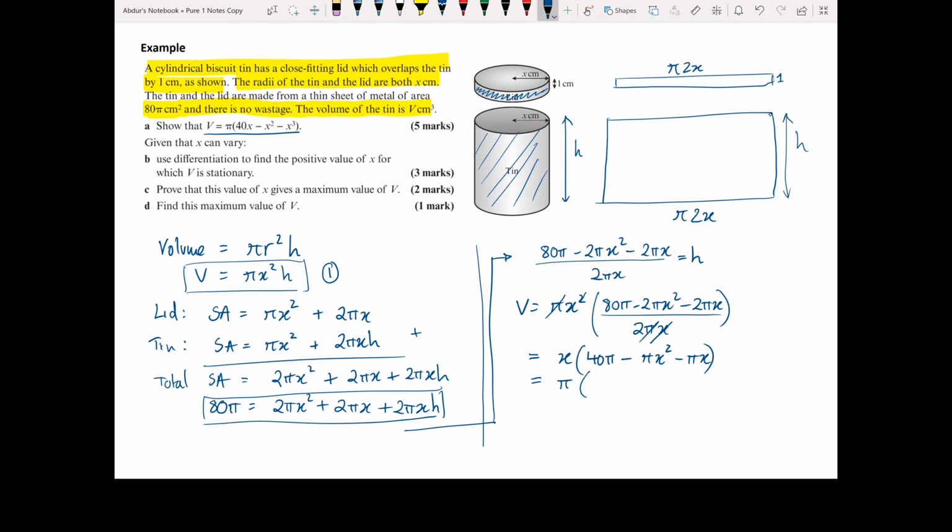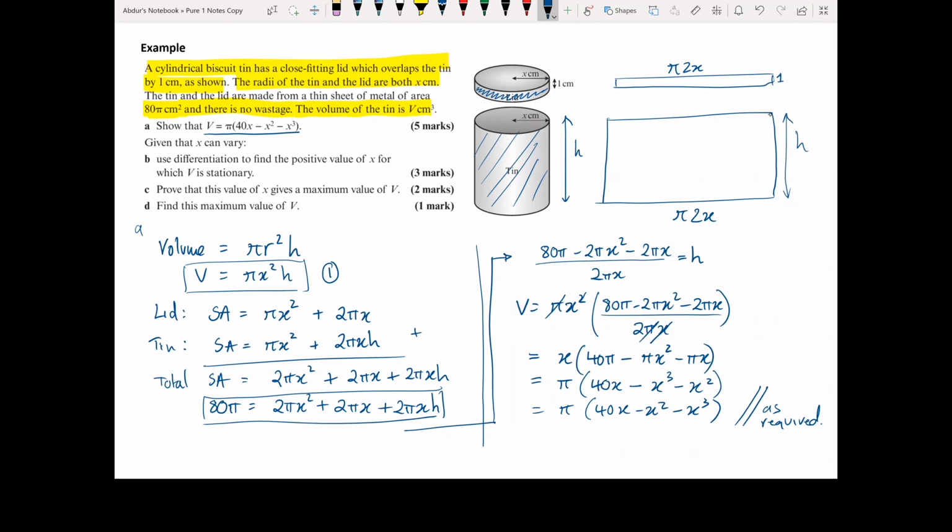So we end up with 40x minus x cubed minus x squared. And that looks nearly like that, other than the fact that the x squared and x cubed terms are in different positions. So let's just get it into that position: 40x minus x squared minus x cubed, as required. So that's part A of the question.